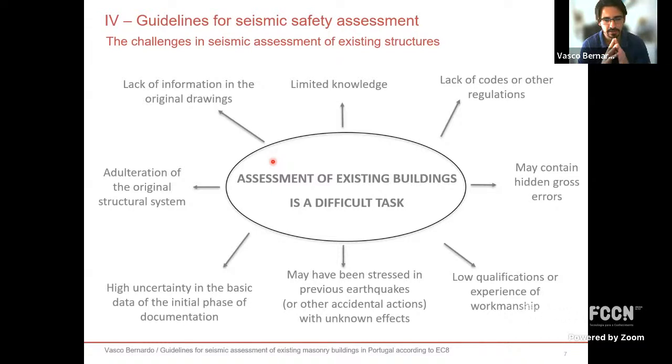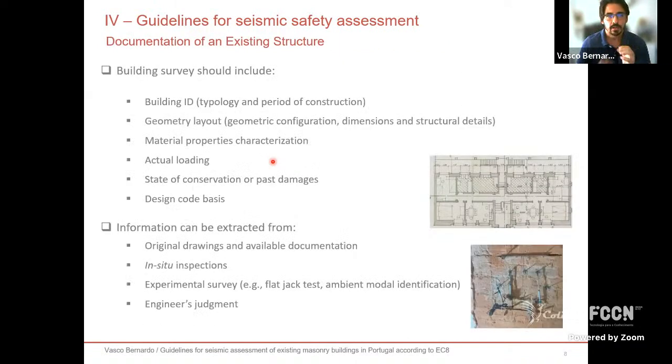So in situ inspections are very important, in order to complement this information and also to validate the actual structural system of the building to be assessed. So the building survey must include the typology of the structure, the geometry, the material properties, and the loads, also information concerning the state of conservation or even the past damage that may have occurred in the building, and the design codes used. This information can be extracted from the available documentation, such as the blueprints of the buildings, in situ inspection and experimental campaigns. In the case of masonry buildings, the flat jack test is very common, and the operational modal identification is also recommended by the Portuguese National Annex.